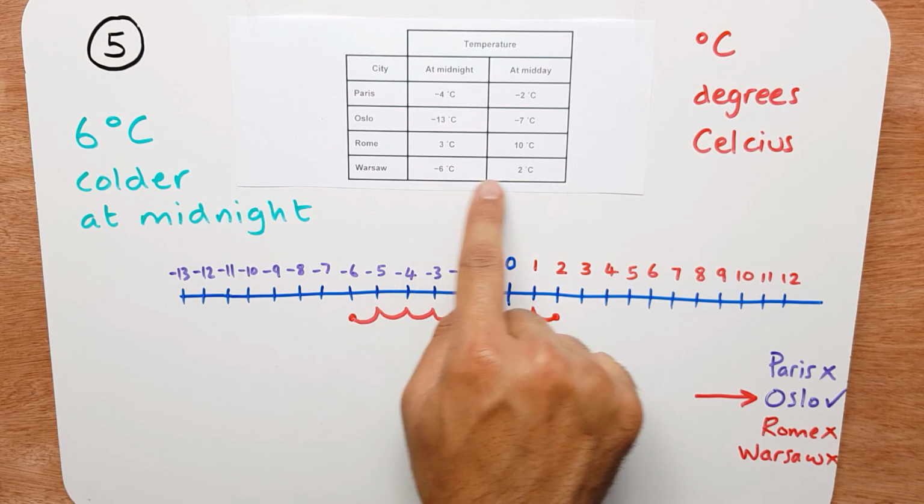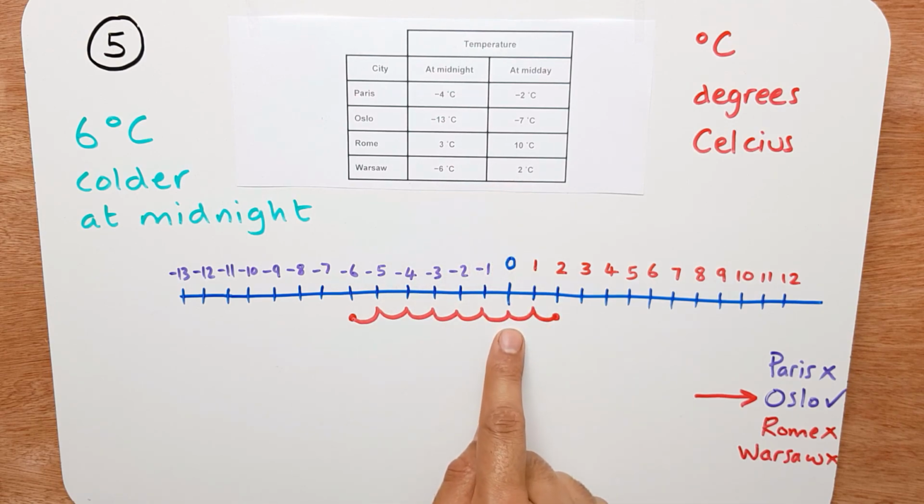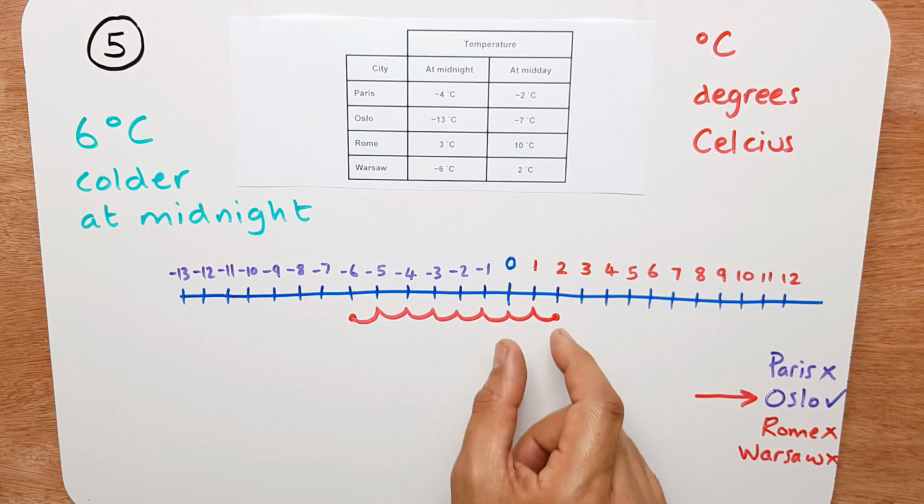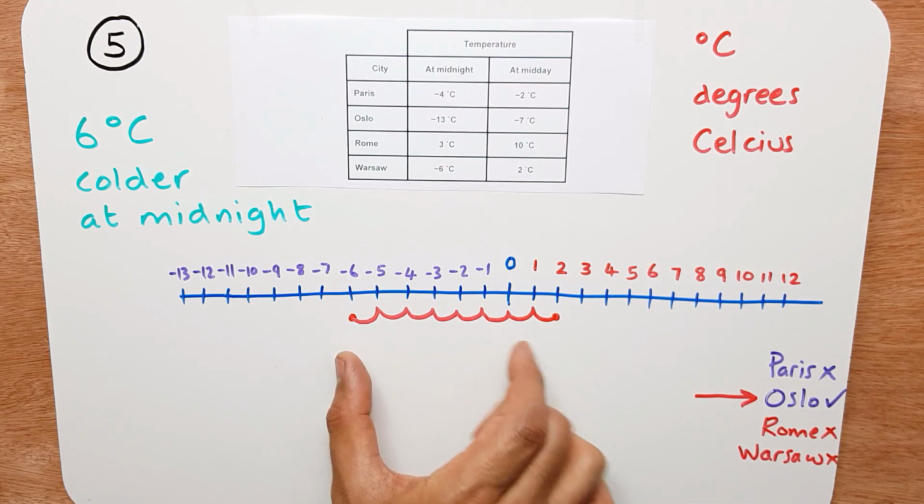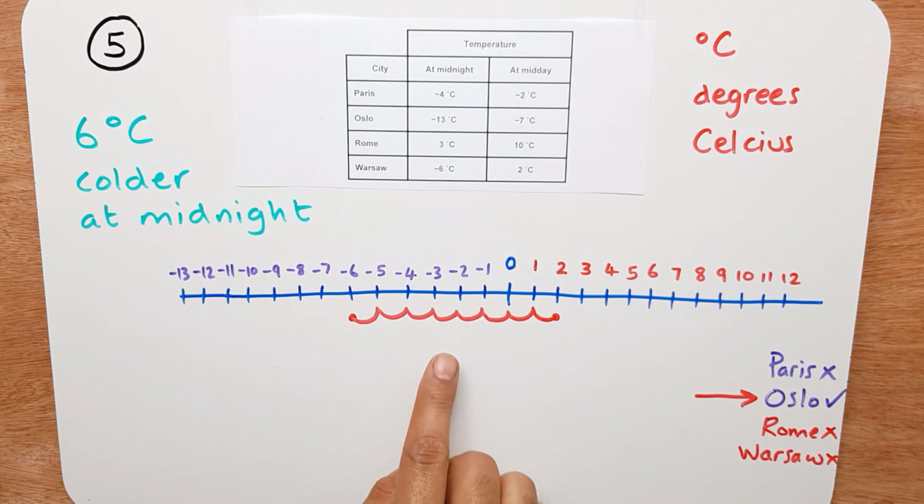And this last one is tricky. Why? Because it goes over this 0 boundary. So you have 2 there and you have 6 there. So altogether you have 8. So bear this in mind.